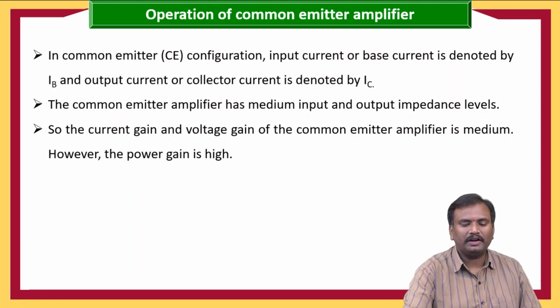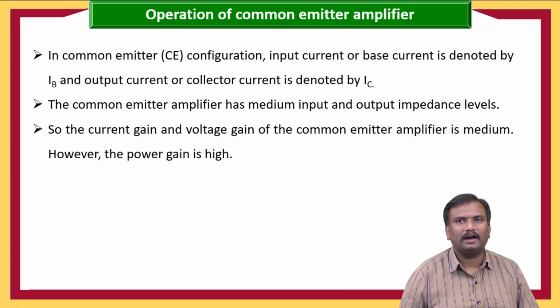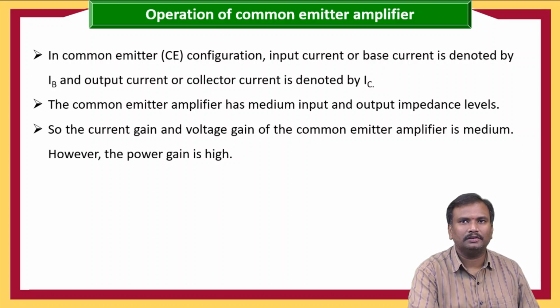The common emitter has medium input and output impedance levels. So the current gain and voltage gain of the common emitter amplifier is medium. However, the power gain is high. Even though the impedance and current gain are medium, the power gain is very high with the common emitter configuration.